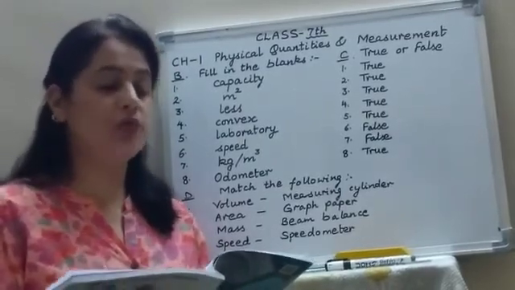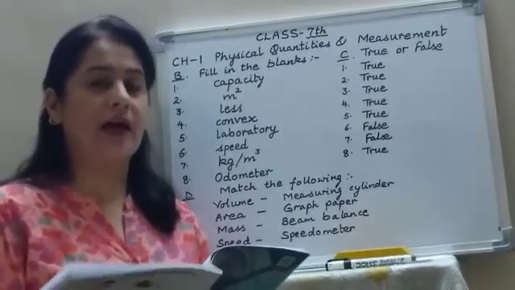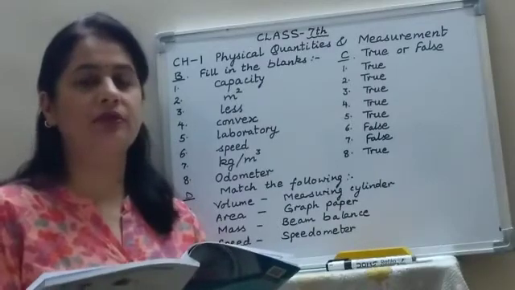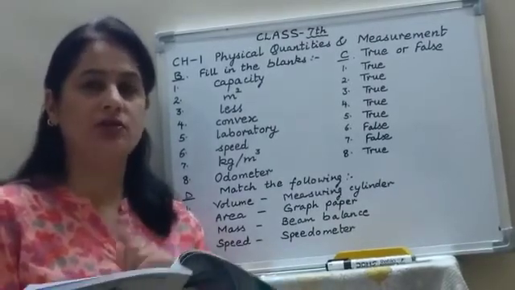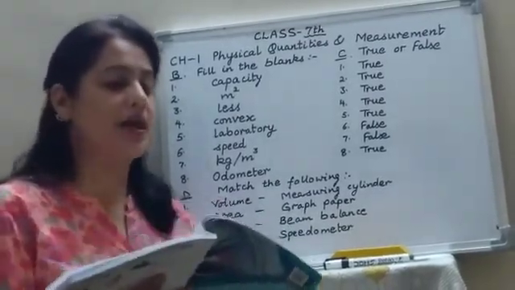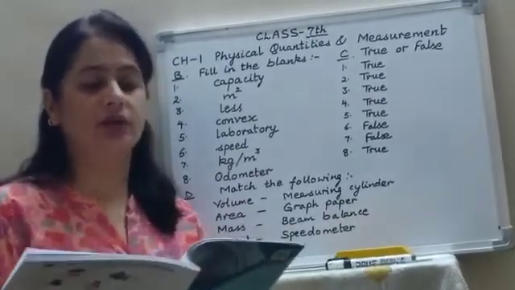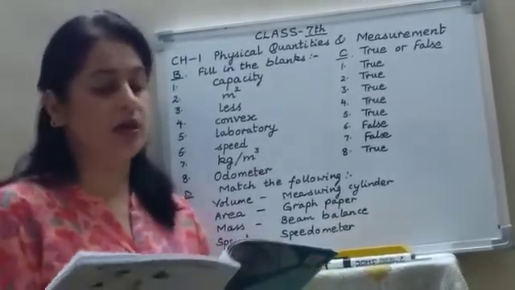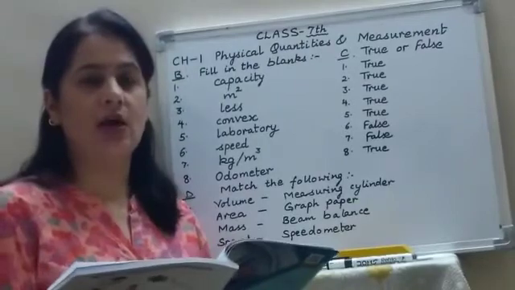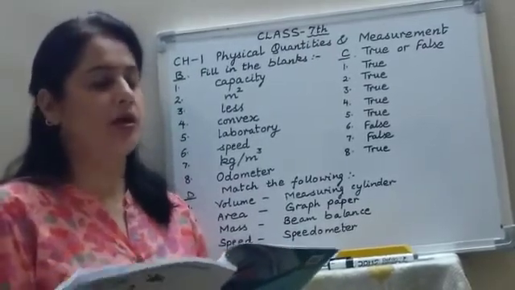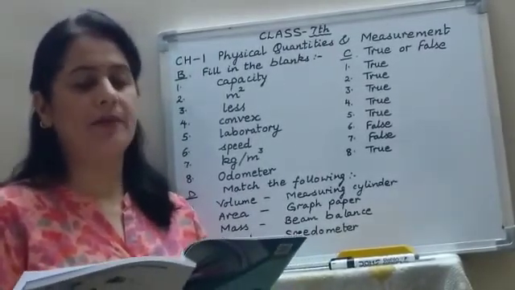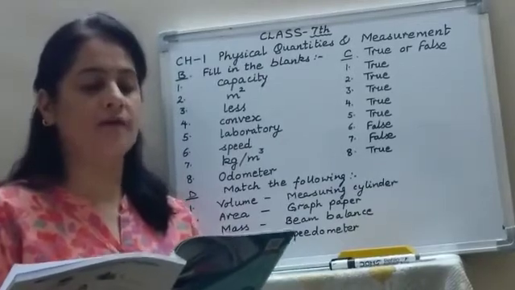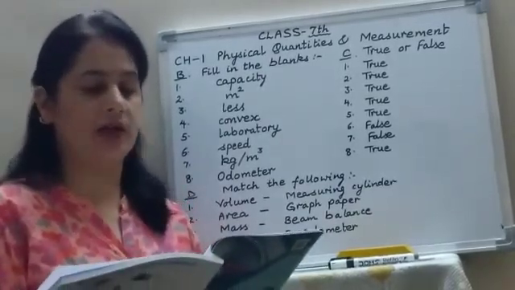Now the volume is 1 cubic meter. That means you are multiplying 1 meter 3 times. 1 meter into 1 meter into 1 meter. That means the side, the length of the cube, is 1 meter. So the correct answer is option C, 1 meter. Now sixth part, space which is occupied by substance is a measurement of dash. The answer is B part, volume.